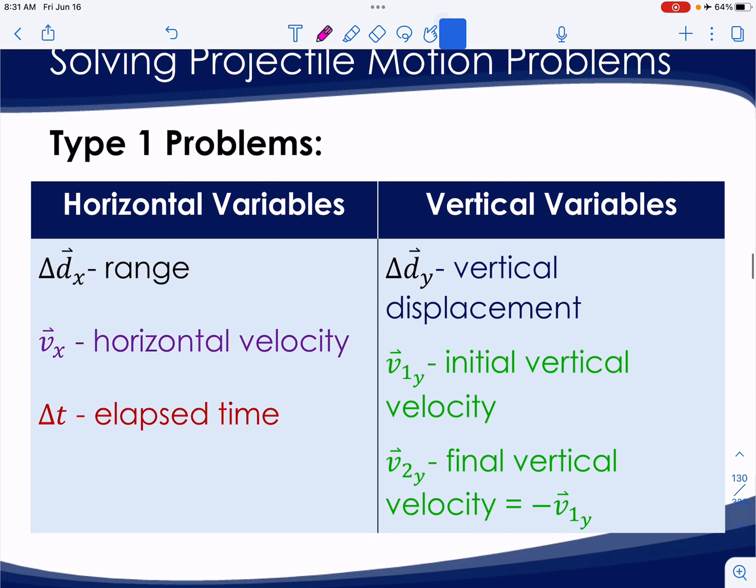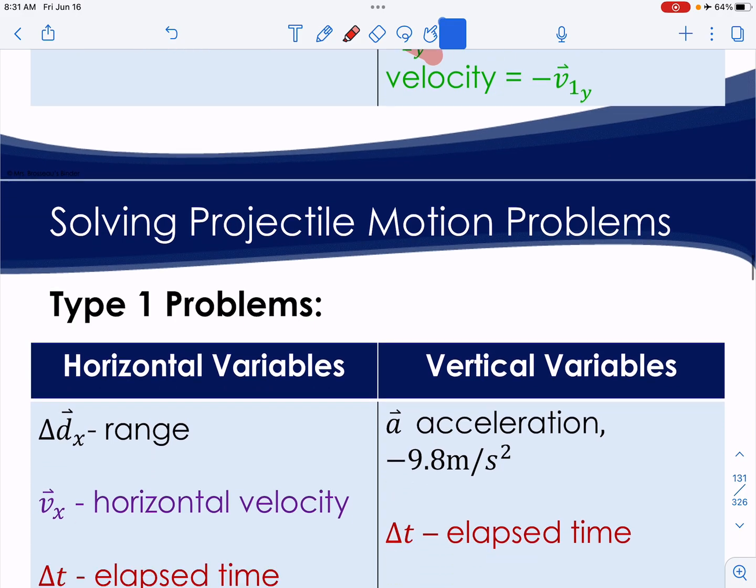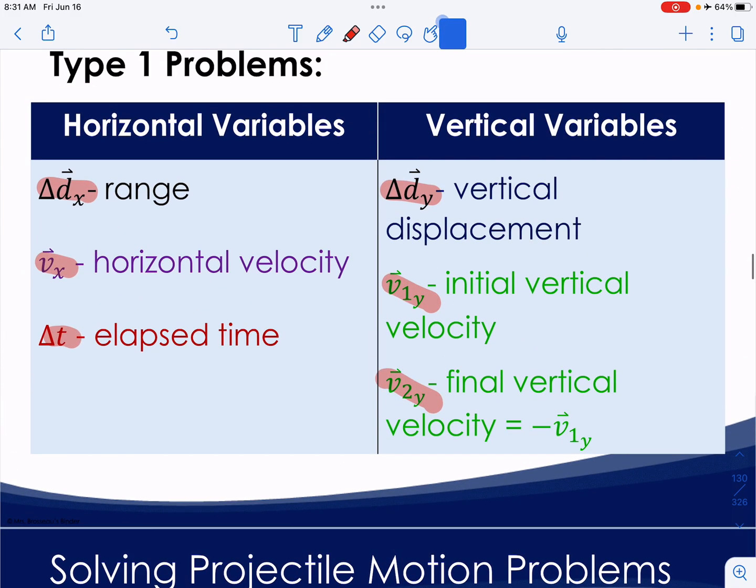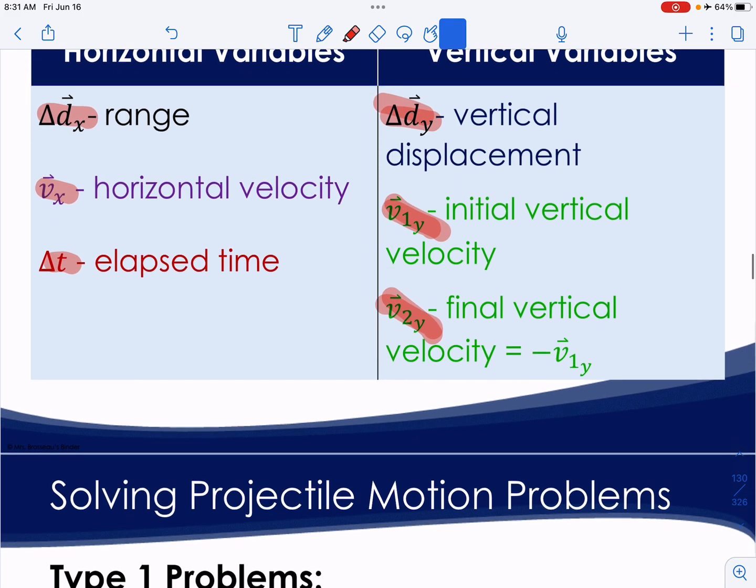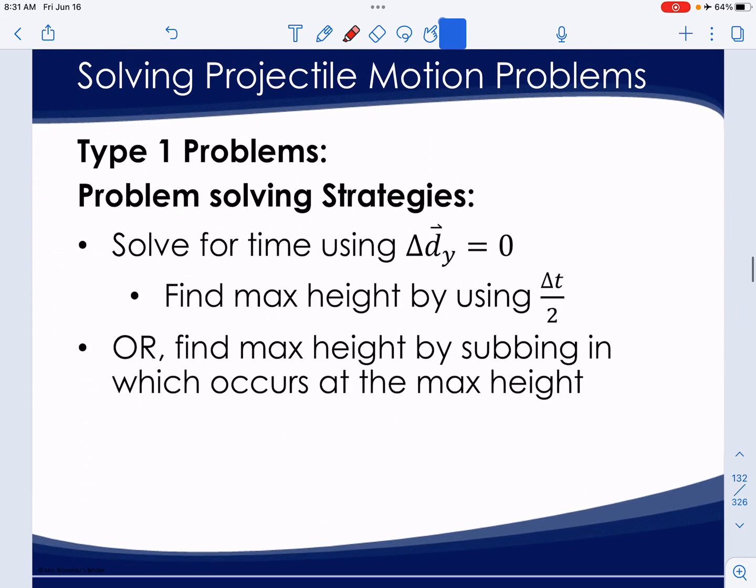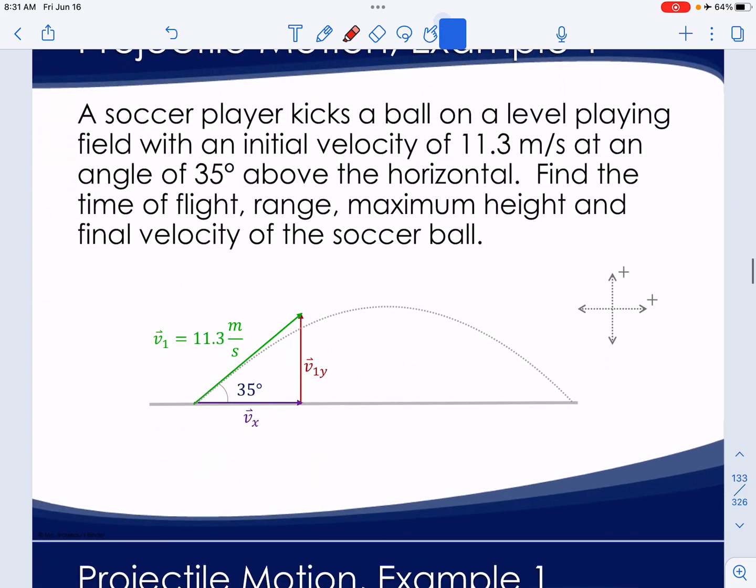So here you can go through the variables. You're going to have delta dx range, Vx horizontal speed, and time elapsed. For the vertical, you have delta dy, v1y, v2y. These are all the same. The acceleration and delta t. So you have 1, 2, 3, 4, 5 variables over here, and you have 1, 2, 3 variables in the horizontal direction. Okay, and this just goes through the strategy.